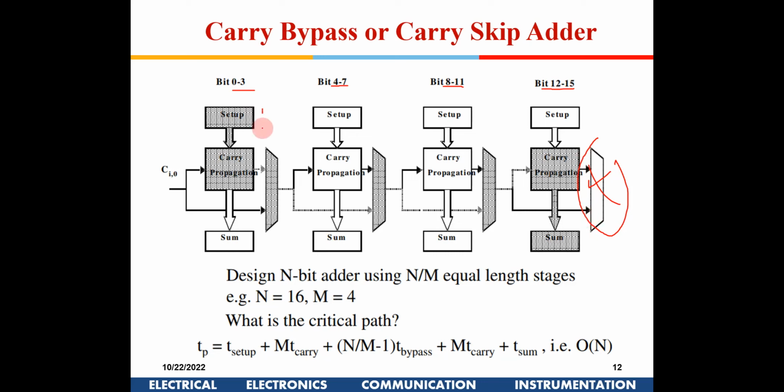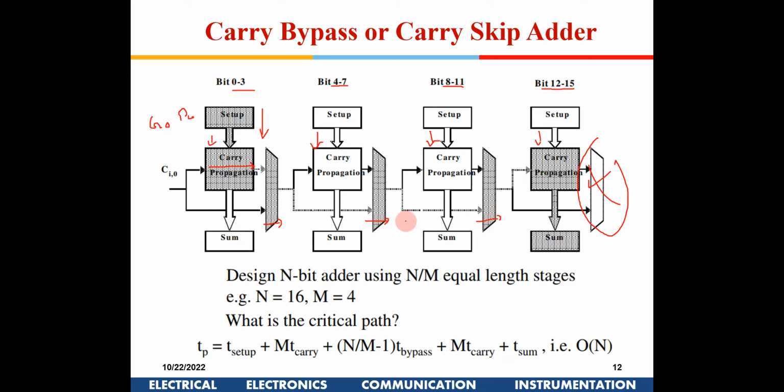So this is the setup time. Setup time is nothing but the time taken to generate G0 and P0, right? So that will be used by the carry, right? Carry propagation. So these are the setup times, which is required. Now once the setup time is given, this carry has to propagate from here to here, and for the worst case scenario it will bypass. This will be the worst case path.